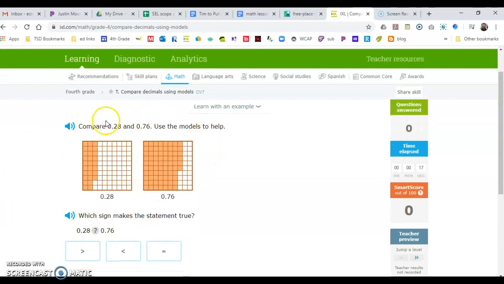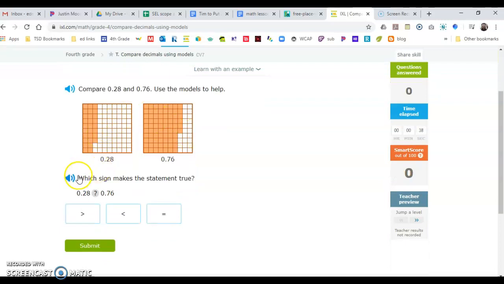So we have 2 models here, and the instructions say compare 28 hundredths and 76 hundredths. Remember, we want to read the decimals accurately. We don't want to say 0.28. We want to read the number 28, and this is in the hundredths place, so 28 hundredths. Okay. Now make sure we read the question carefully. Sometimes in math, we are really good at math, but we're really bad at following directions. So we have to make sure we read it carefully so we don't skip any steps here.